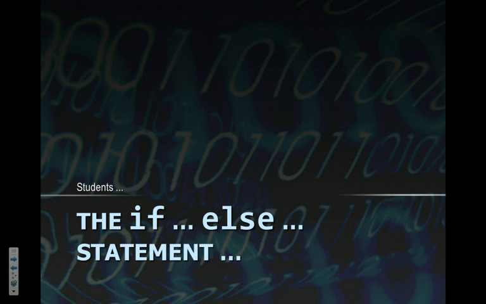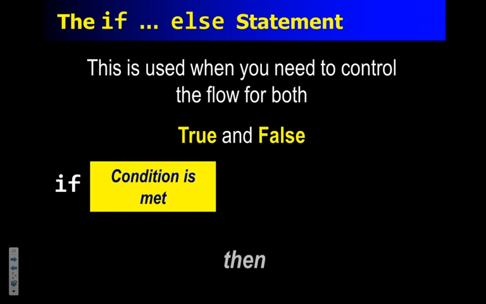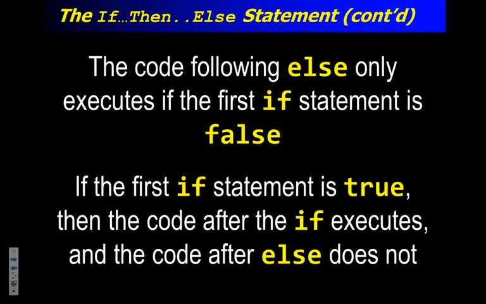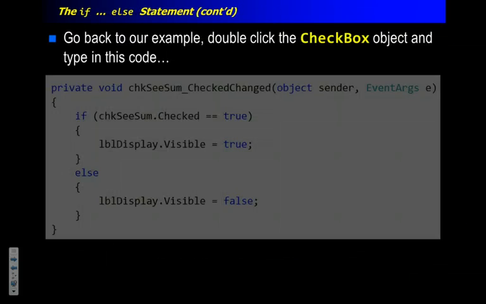Now, we've got the basics of if. We bring in the helper at this point. We bring in else. Else is used to control the flow when something is false. Right now, the way the if statement works is it only works if it's true. But what if it's false? Well, if it's false, it does nothing. But now we can have else step in and say, well, if it's false, I'll take over for you. So here's a really complicated way of explaining it. The code following else only executes if the first if statement is false. If the first if statement is true, then the code after the if statement executes, and the code after the else does not. That might be a bit confusing to you, so let's tie it into our example.